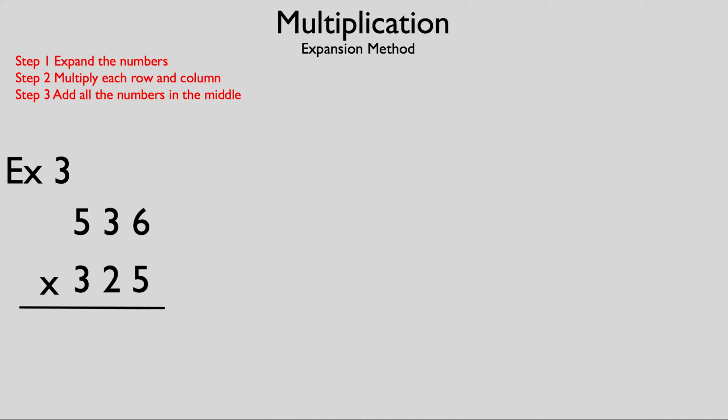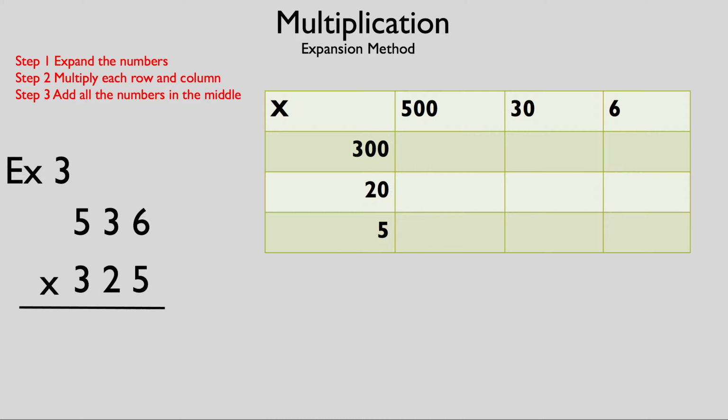Let's take a look at, I believe, the last example, a 3-digit times a 3-digit. So this time you're going to have 4 rows and 4 columns. The top row is the 536 expanded, and the left row is the 325 expanded.